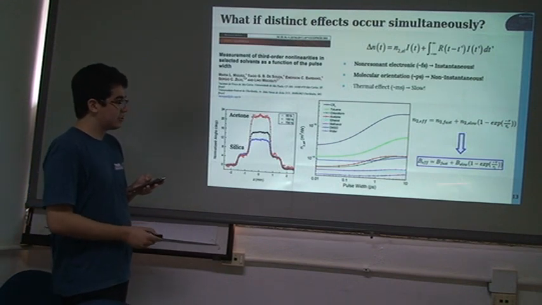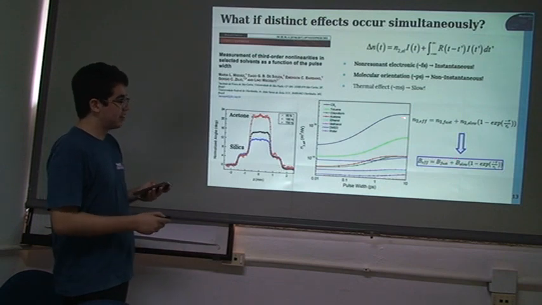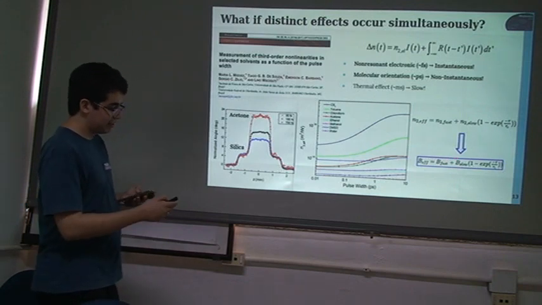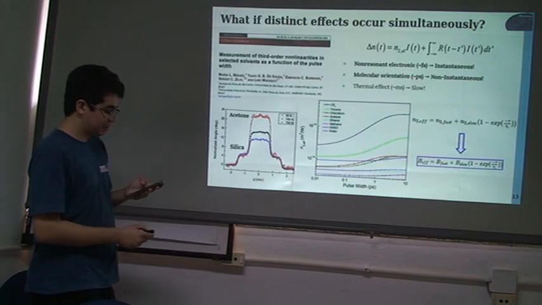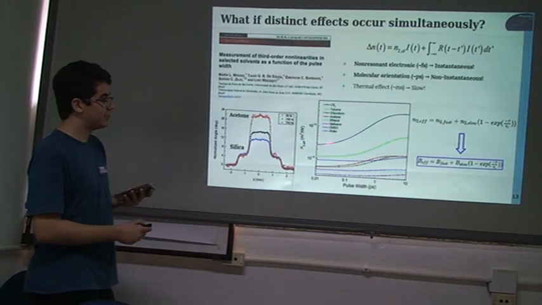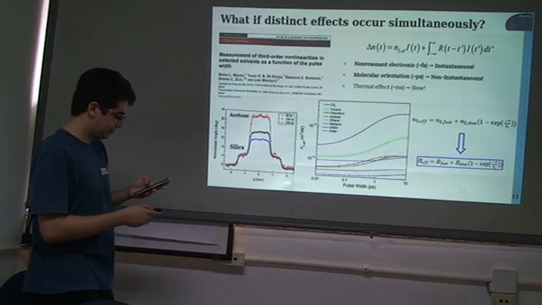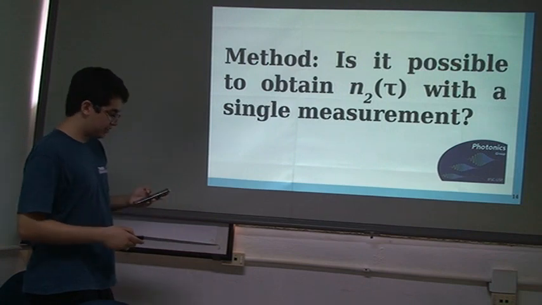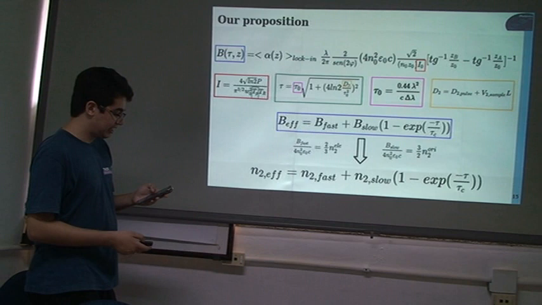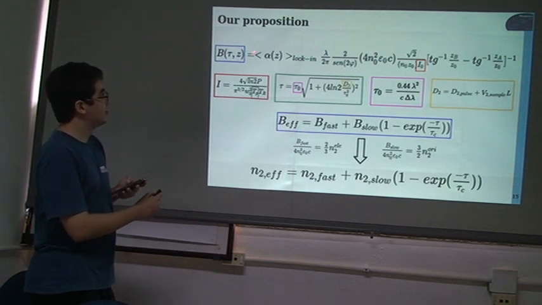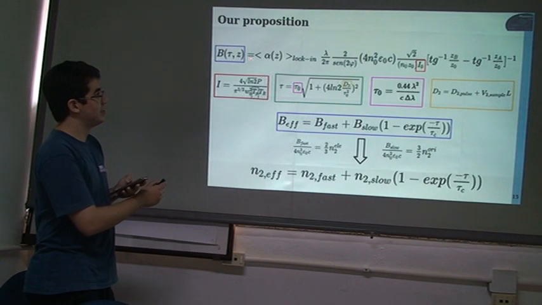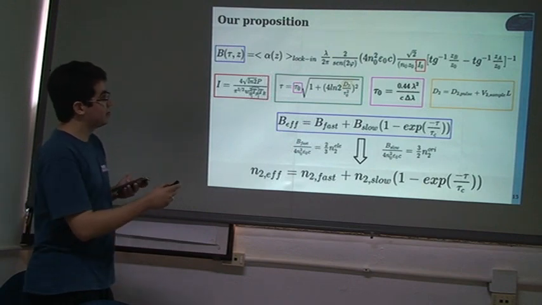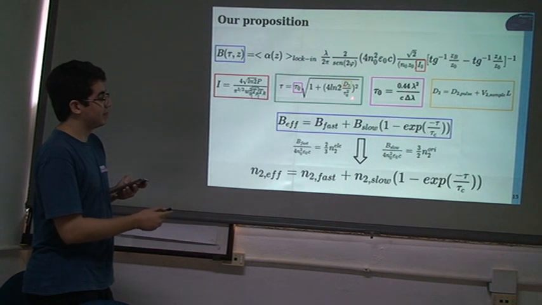So we can use this behavior to prepare our next model. The idea here is that you need various measurements, and we are searching to determine n2 of tau in a single measurement. So is it possible to obtain n2 of tau with a single measurement? These are equations that we have so far. We can isolate B of tau and Z in this equation of NERS, and we can use the different parameters that we obtain from the pulse for all other measurements to plug in B and find how each relates to tau.